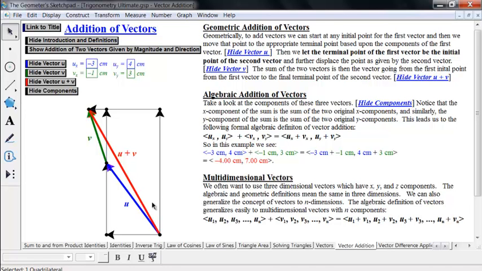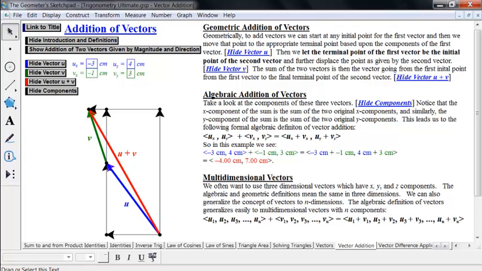So this leads us to an algebraic definition. It's our formal definition of vector addition. To add two vectors, we just add the x components to get the x component of the sum, and we add the y components of our two original vectors to get the y component of the sum.